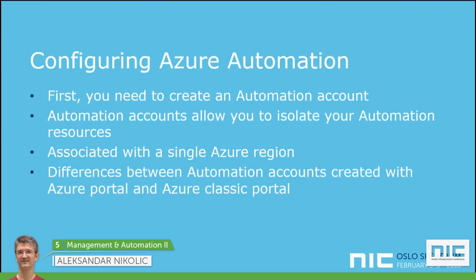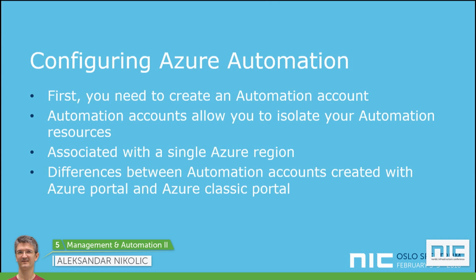So when we need to start with Azure Automation, the first thing we need to do is create an automation account. The automation account is there for multiple purposes. First, it will isolate your automation resources, but it can also help you with billing, or with environments. So you can create one automation account for testing, one for development, and one for production as well. It's associated with a single region, but that doesn't mean that you cannot manage resources from other regions, okay? And it's not available in all regions. Right now, it's available only in 6 regions, and one of them is West Europe, which is really good for us, because it's closest to us.